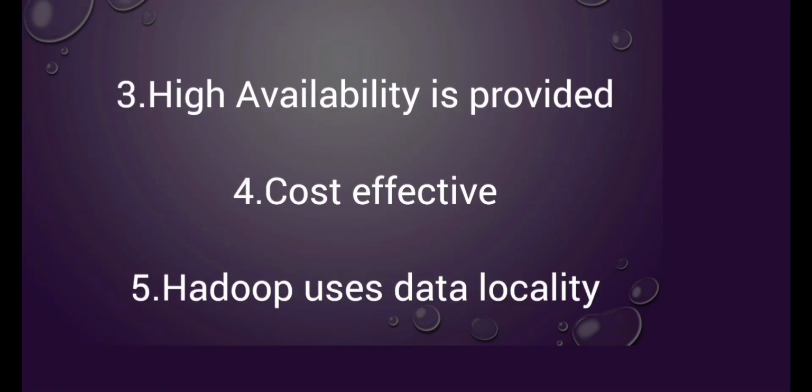High availability is provided. Fault tolerance provides high availability in the Hadoop cluster. High availability means the availability of data on the Hadoop cluster due to fault tolerance. In case any of the data nodes goes down, the same data can be retrieved from any other node where the data is replicated. The highly available Hadoop cluster also has two or more name nodes, that is, an active name node and a passive name node, also known as a standby name node.